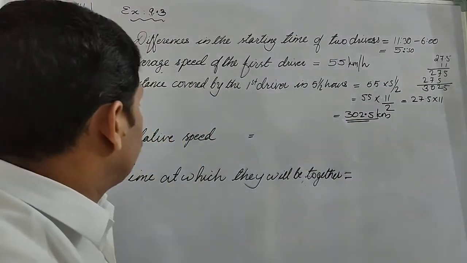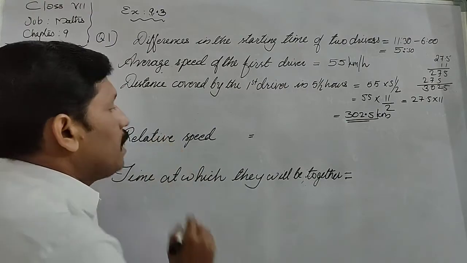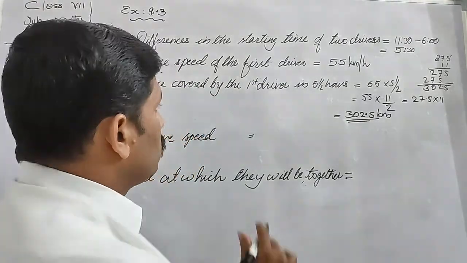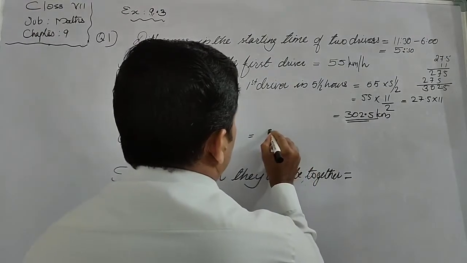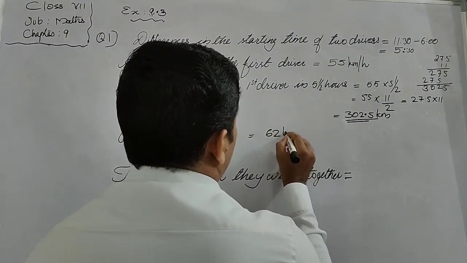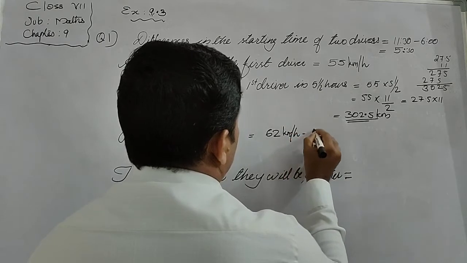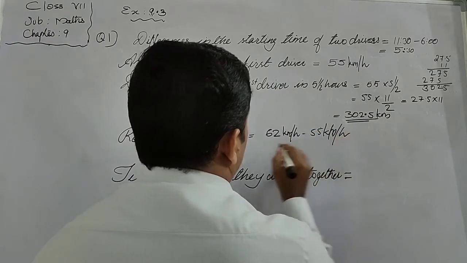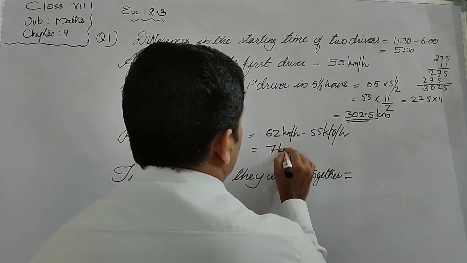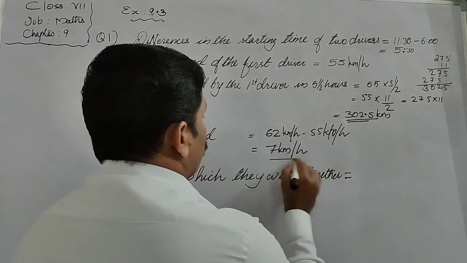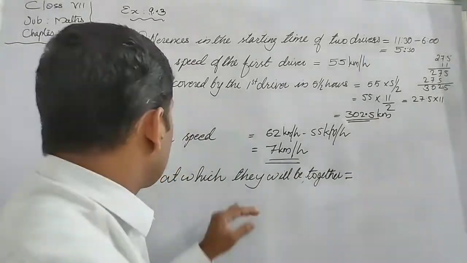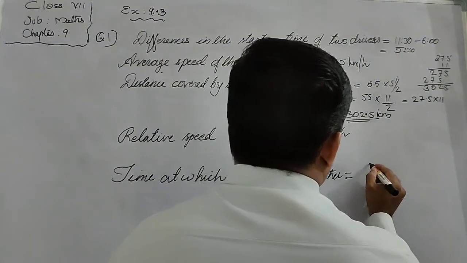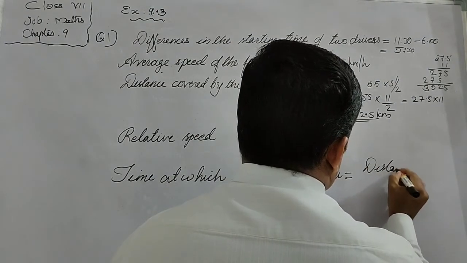Then what is the relative speed? Here they are moving in the same direction, so relative speed can be calculated by taking the difference of their speed. So relative speed is equal to 62 kilometer per hour minus 55 kilometer per hour, that is equal to 7 kilometer per hour. Now we have the distance and we have the speed. Therefore, the time at which they will meet is equal to distance by relative speed.